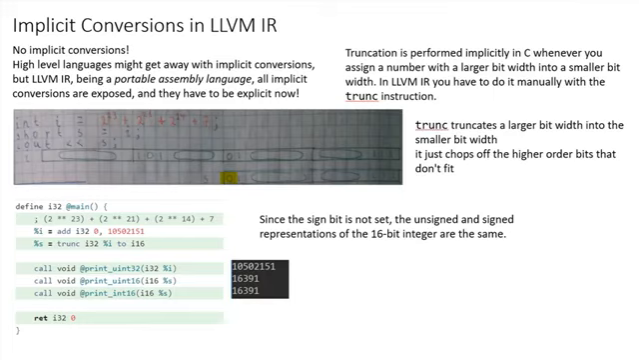An example of this is truncation. So truncation is performed implicitly in C whenever you assign a number with a larger bit width into a smaller bit width. In LLVM IR, you have to do it manually with the trunc instruction. The trunc instruction truncates a larger bit width into a smaller bit width. It just chops off the higher order bits that don't fit.